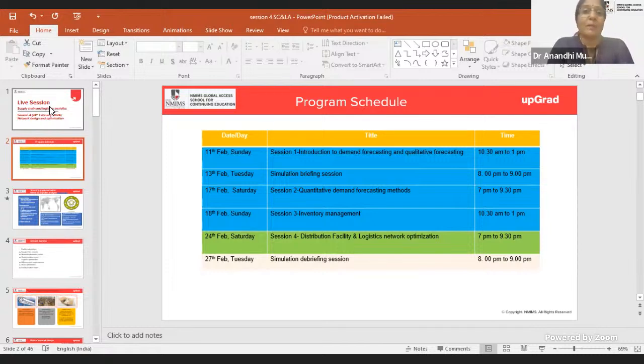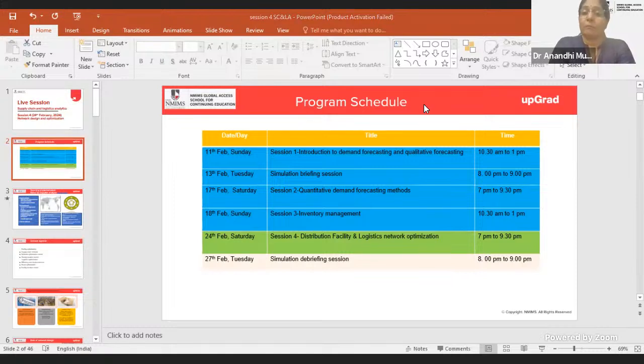Then, having done the basic requirement or the research on forecasting, we quickly moved on to discuss the inventory level. So why do we forecast? To understand how much I should produce. And that also will indicate very clearly what inventory levels I should hold.